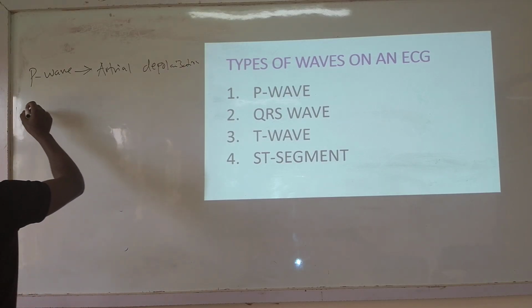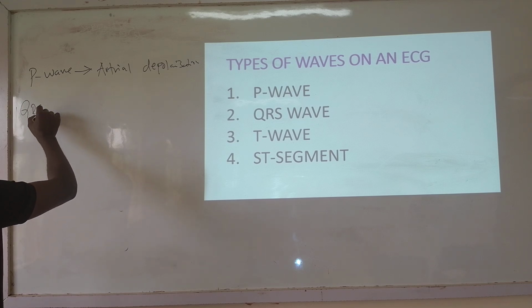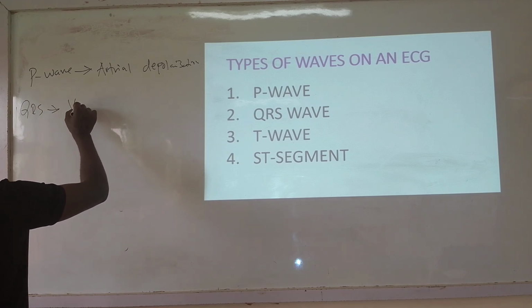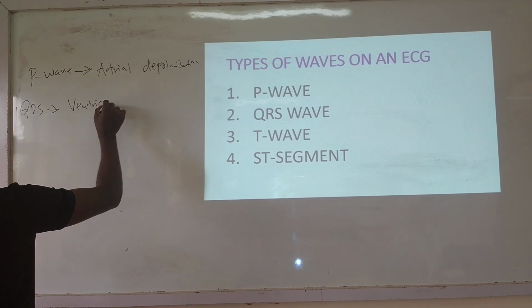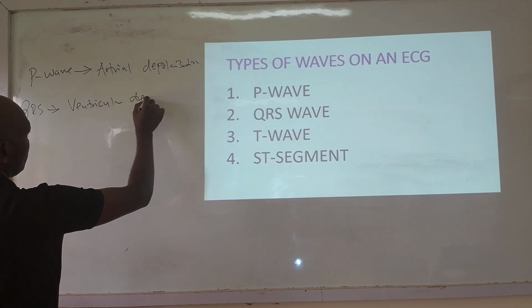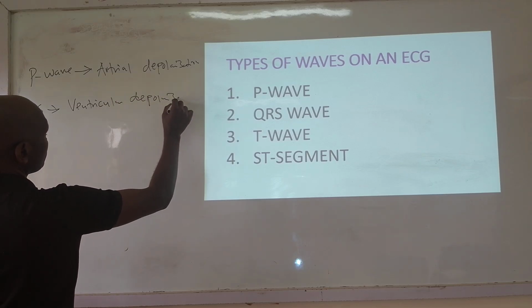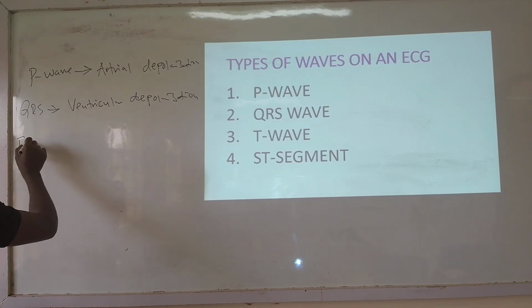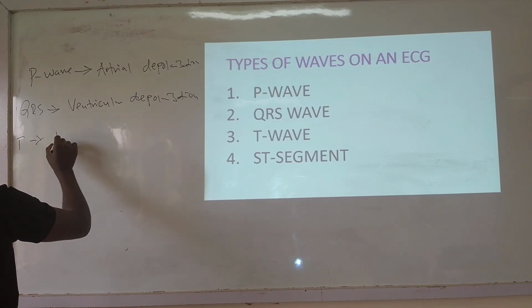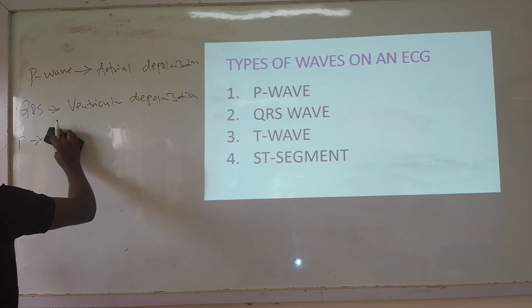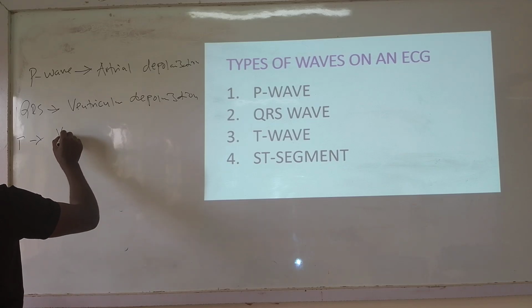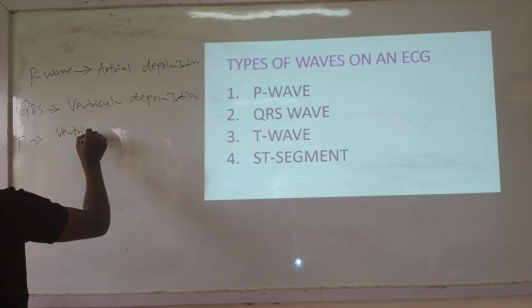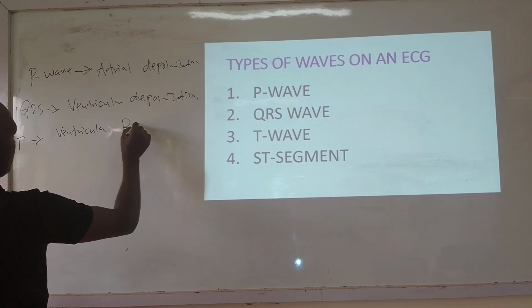While the QRS complex, these ones, represents ventricular depolarization. The T wave, this one, represents ventricular repolarization.